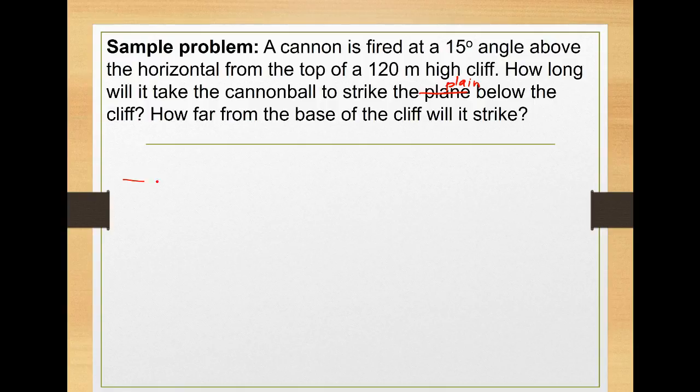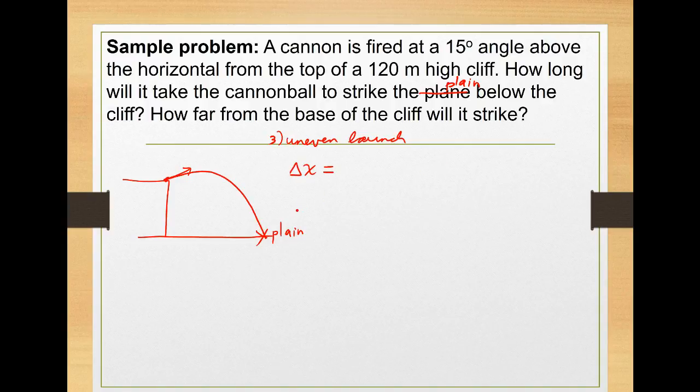Okay, so here's our picture. There's the cliff, there's the plane. I'll spell it this way. And something is being launched from 15 degrees, so it's going to go up slightly and come down. And this means that we have the third type of projectile problem, the uneven launch. And the only thing that we can do with an uneven launch problem is just set up our two equations for delta x and for delta y.